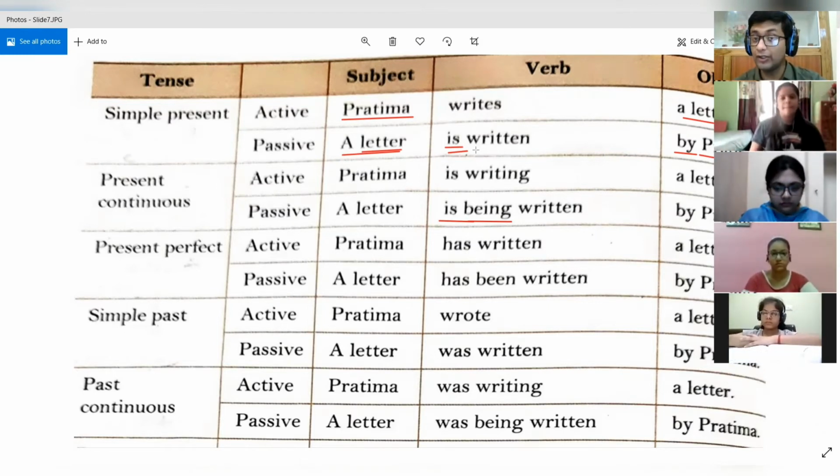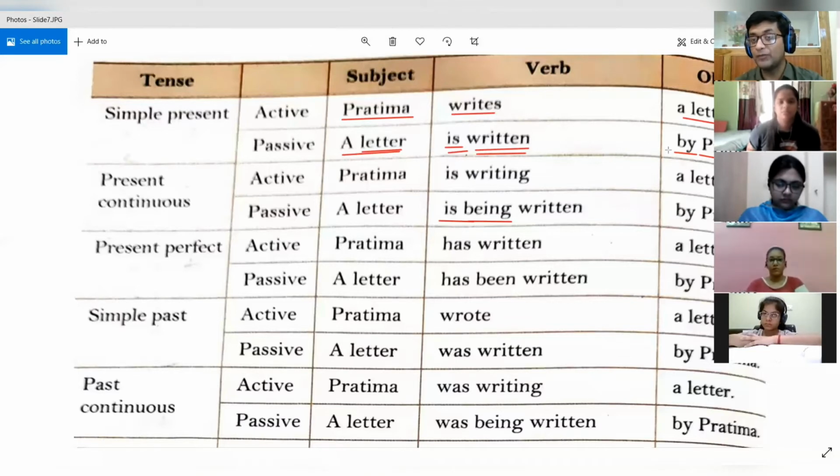We needed the third form of the verb. So what is the first form? It is write. The second form is wrote, and the third form is written. So here we are using the third form, that is written. Then what was the last thing?